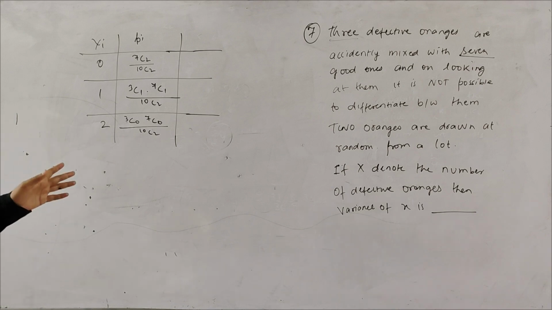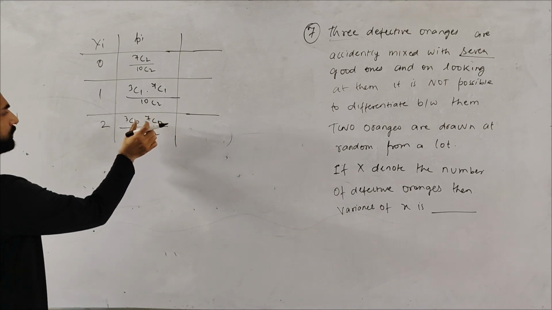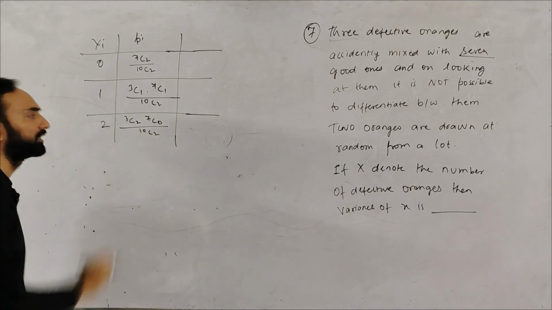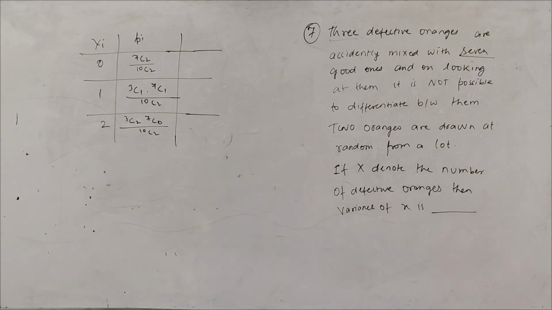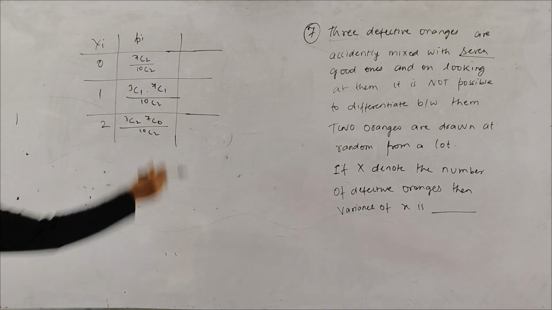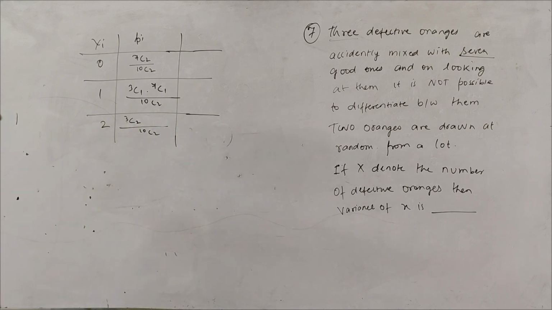7C2 all are good, then 3C2, 7C0, 10C2. There is no need of writing 7C0 here, make it correct. It is 3C2. There is no need of writing 7C0 because since 3C2, why to make our calculation? So 3C2 divided by 10C2. Now do the calculation and tell me.